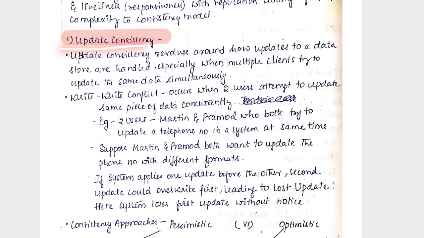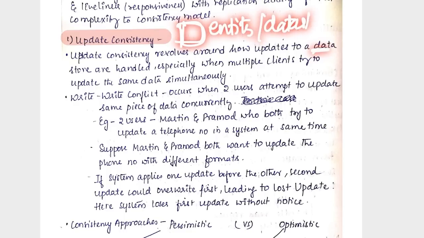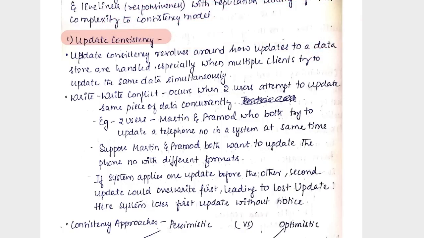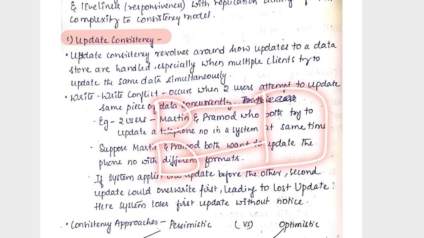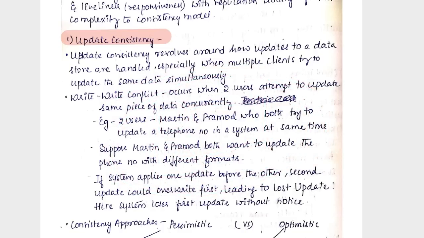Update consistency revolves around how updates to the data store are handled. When you update a particular entity or data store, how it is handled is dealt with in update consistency, especially when multiple clients are trying to update the same data simultaneously. As I told you in the example of two people trying to access the same bank account, how we handle the consistency issues here is what update consistency deals with.